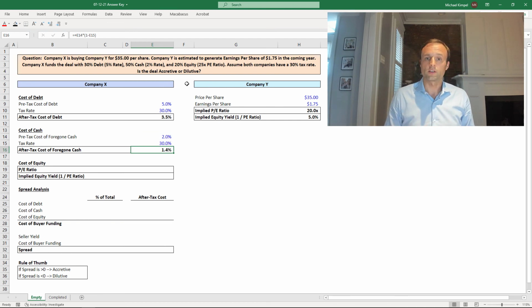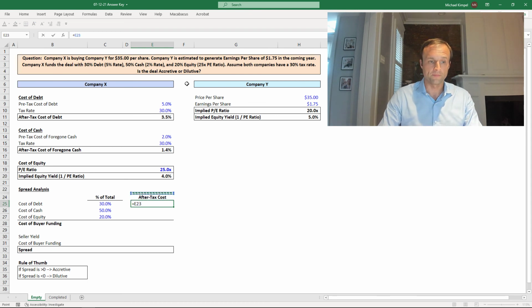And now we just have to calculate the cost of our equity. So the company, the buyer, has a 25 times PE ratio, and we can flip that PE ratio. We can take 1 divided by the PE ratio, and the equity cost of funding is 4%. So we now have the cost of funding for each of our sources of financing, and we can take a weighted average of those to get to our blended cost of funding. So down below, we're going to start with the weights for each of our sources of funding. So we have 30% debt, 50% cash, and 20% equity. And we're going to pull in the after-tax cost for each of these sources of funding from up above.